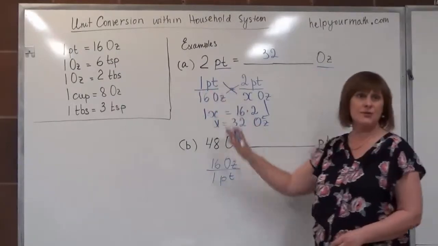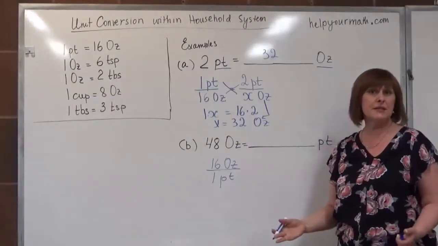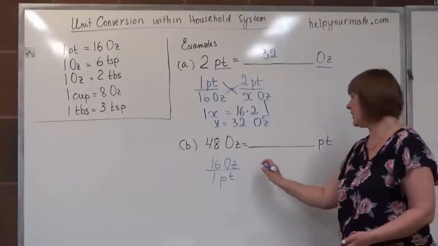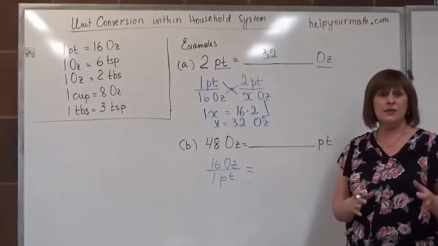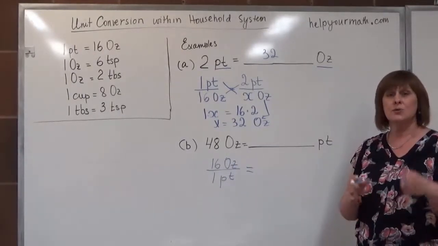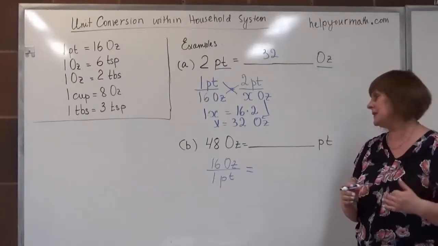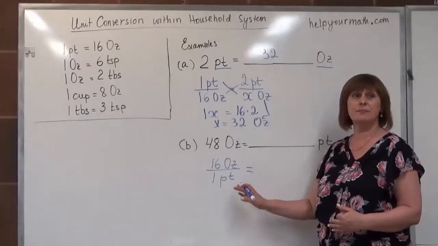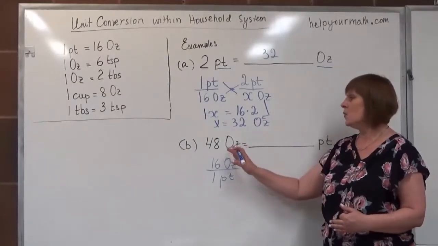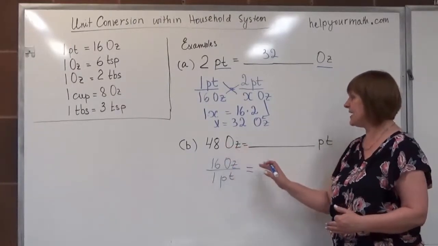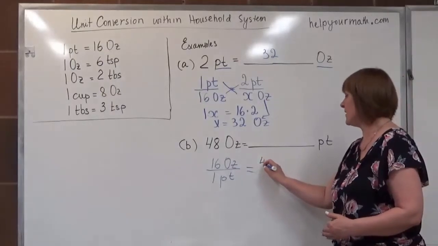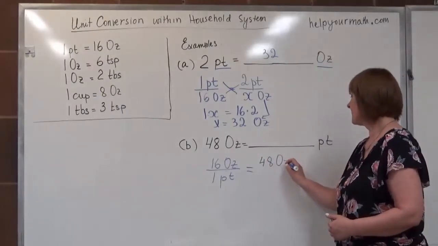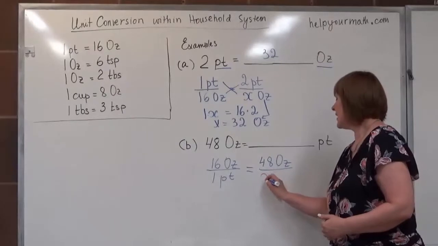Please notice I'm using a different order here. It doesn't matter, but what is most important is that we keep the second ratio for the proportion with the same units in the numerator and denominator. So since we started with ounces in the numerator and pint in the denominator, we will continue the second ratio with the ounces in the numerator. So 48 ounces over x pints.